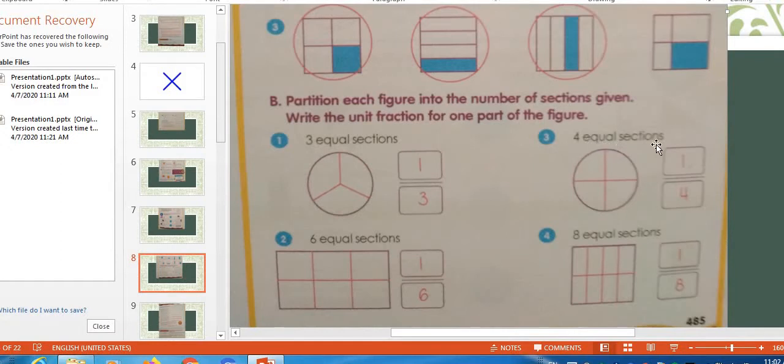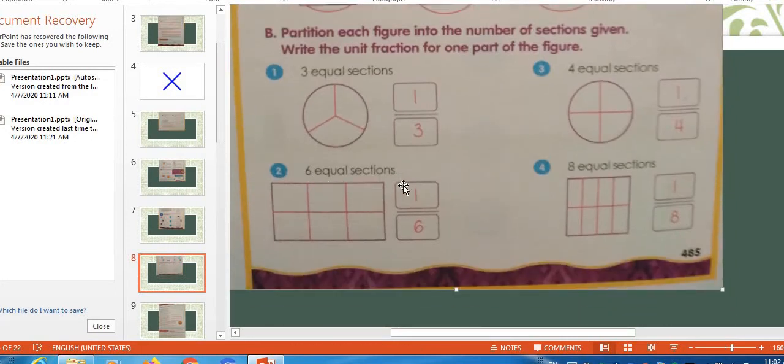To divide a circle into 4 equal sections, the circle is empty and I'm drawing the pink lines. How many lines should I draw? 2 lines. Remember that. One line vertically and the other horizontally.